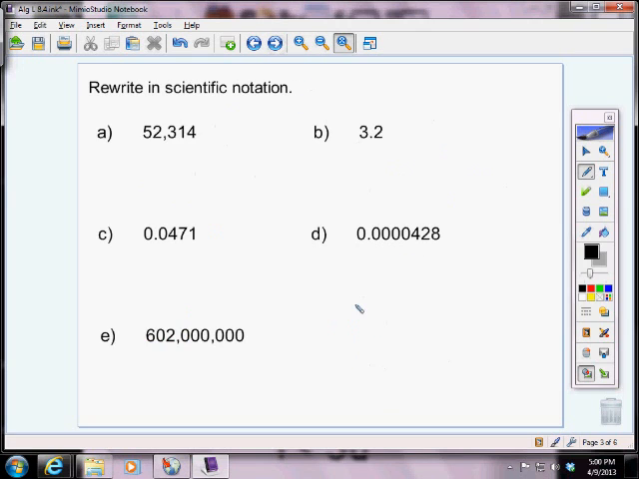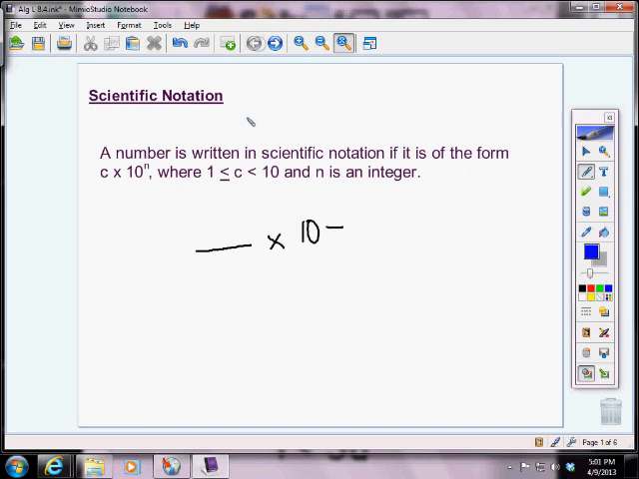Let's look at some more examples. In this case, it's asking us to rewrite these numbers in scientific notation. These are already written in decimal form or standard form. What you do to write them in scientific notation, keeping in mind it's going to be a number between 1 and 10, times 10 always, raised to an integer.